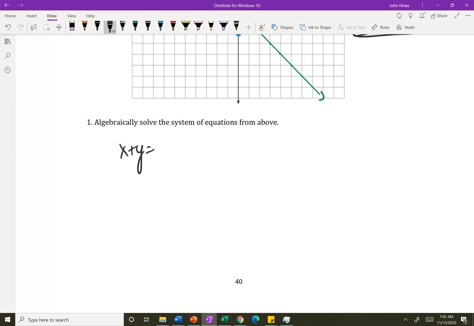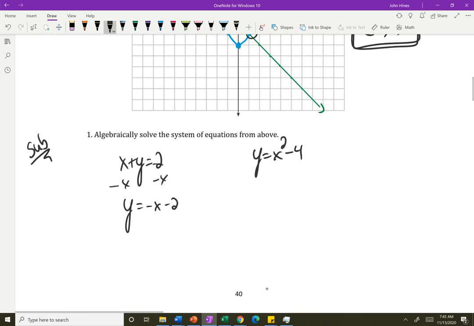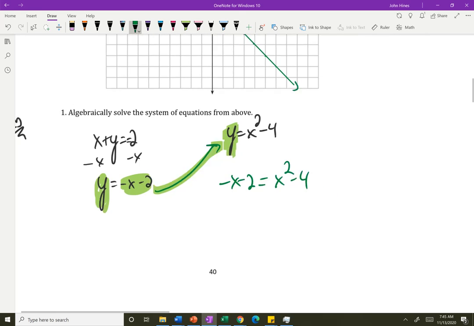Algebraically, how do I solve this system? Well, algebraically, we use substitution. I get y by itself, like I did above, and I plug it in. So y equals negative x minus 2. Over here for y, I'm going to replace it with negative x minus 2. And y is x squared minus 4.